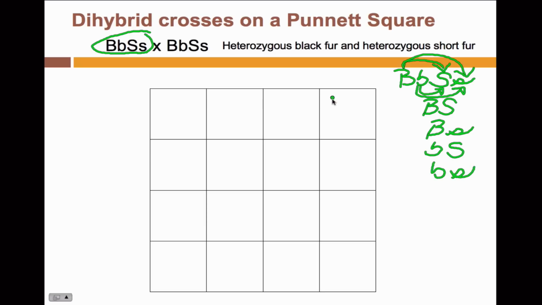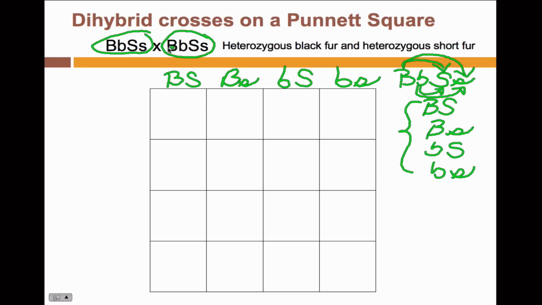And those are our possibilities, and that's what we're going to put along the top of our chart. So here we have capital B capital S, capital B lowercase s, lowercase b capital S, and lowercase b with a lowercase s. And then we do the same thing for the other parent. Now notice that these are the same letter combinations as we had in the first one, so our possibilities are going to be the same. So we're going to put those same possibilities on the side of the chart here.